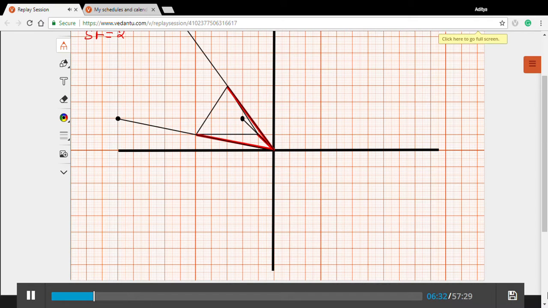This is the diagram, right? It's a dilated one. Earlier we had a smaller triangle, as you can see. It's not visible properly, so let me highlight that again. This one was the original, and now it has been dilated by the scale factor of 2.